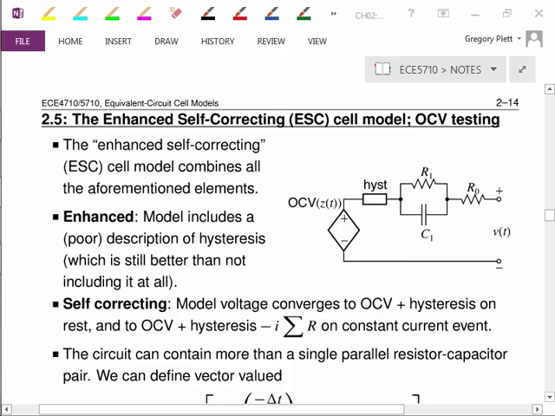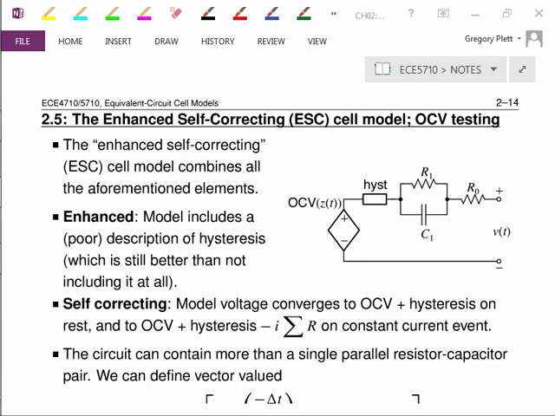We now combine all of the elements that we have seen in this chapter that model different parts of the operation of a battery cell, and we combine them into a single model that we call the Enhanced Self-Correcting Cell Model, or ESC cell model. That is my name for it. This is not a universal name, so I will use this term in this course, but in the literature, people would probably simply call this an equivalent circuit cell model.